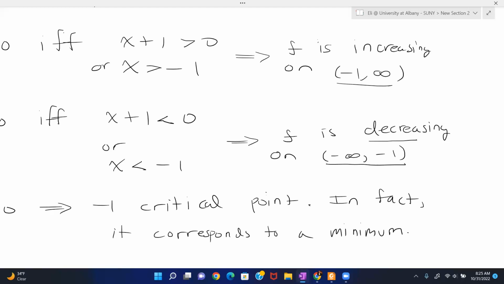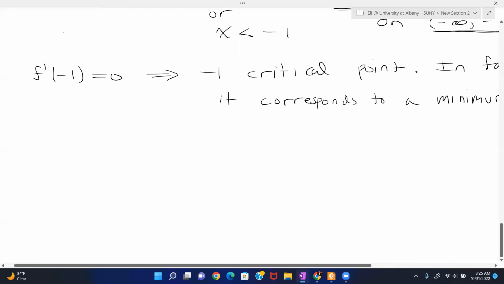And that's because, as I said, to the left of -1 you're decreasing, so you're going down towards that -1 point. And then to the right of it, as you go away from it towards the right, you are increasing. So this means that you correspond to a minimum.